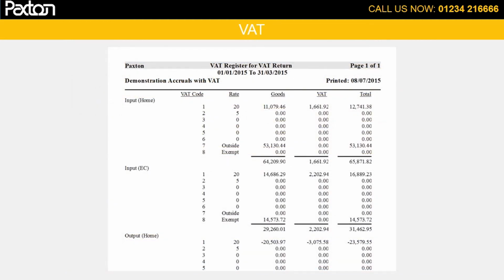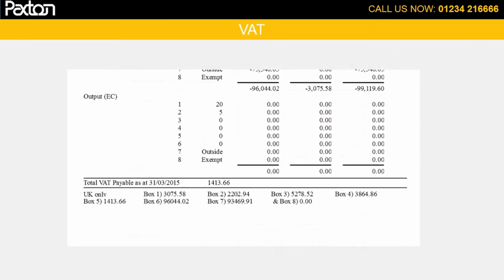VAT status can be reported at any time. Here is an example of a VAT report showing the goods and VAT totals for each rate for inputs, outputs, for home and EC. At the foot of the report are shown the values that need to be entered for each of the boxes on your VAT return.